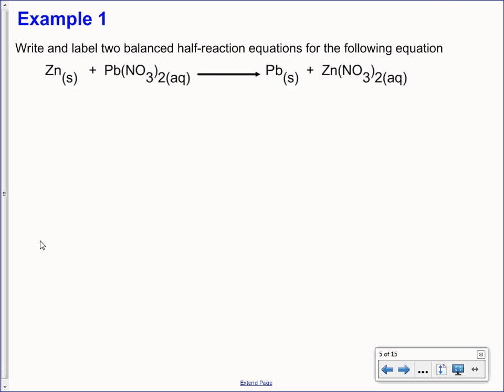So putting oxidation and reduction into play, we'll look at an example where we have to use this. In the first example, we're asked to write two balanced half reaction equations for the following equation. So we're asked to take our overall reaction and turn these into half reactions.